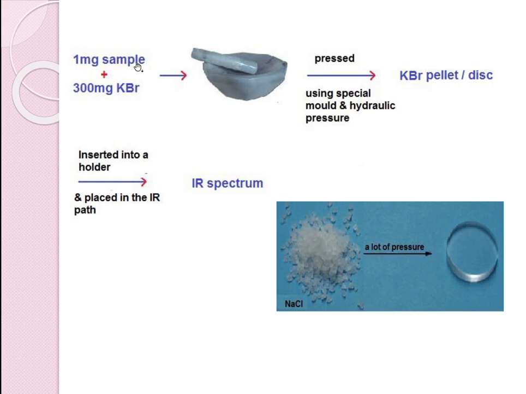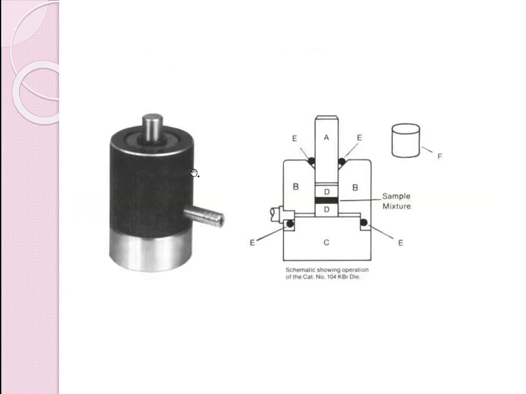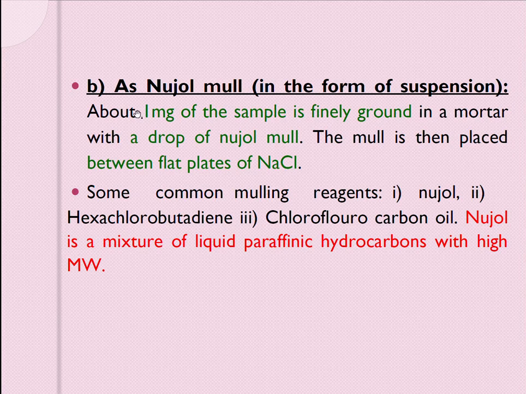Then you can see here the sample is mixed with potassium bromide, then pressed using the special mold and hydraulic pressure, then inserted into the holder and placed in the IR path. Then the IR spectrum is taken. So this is the instrumentation of the sample compartment.